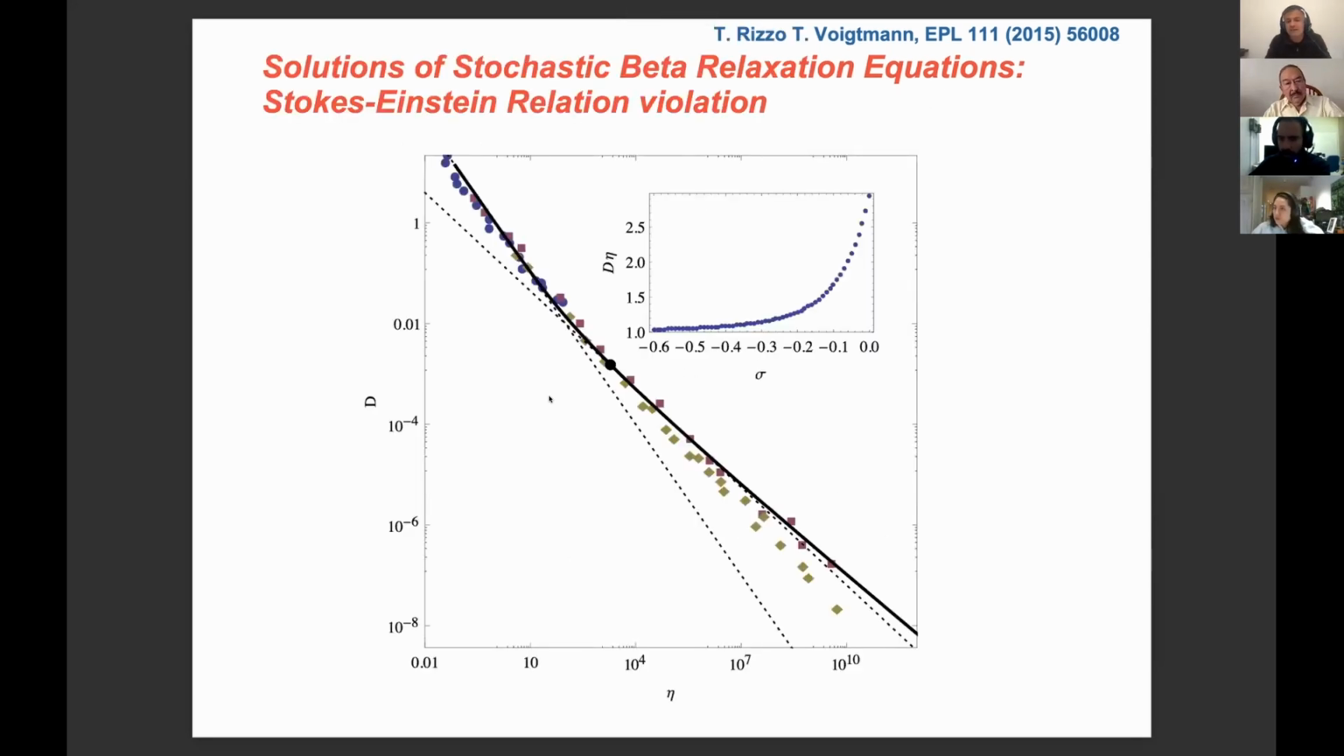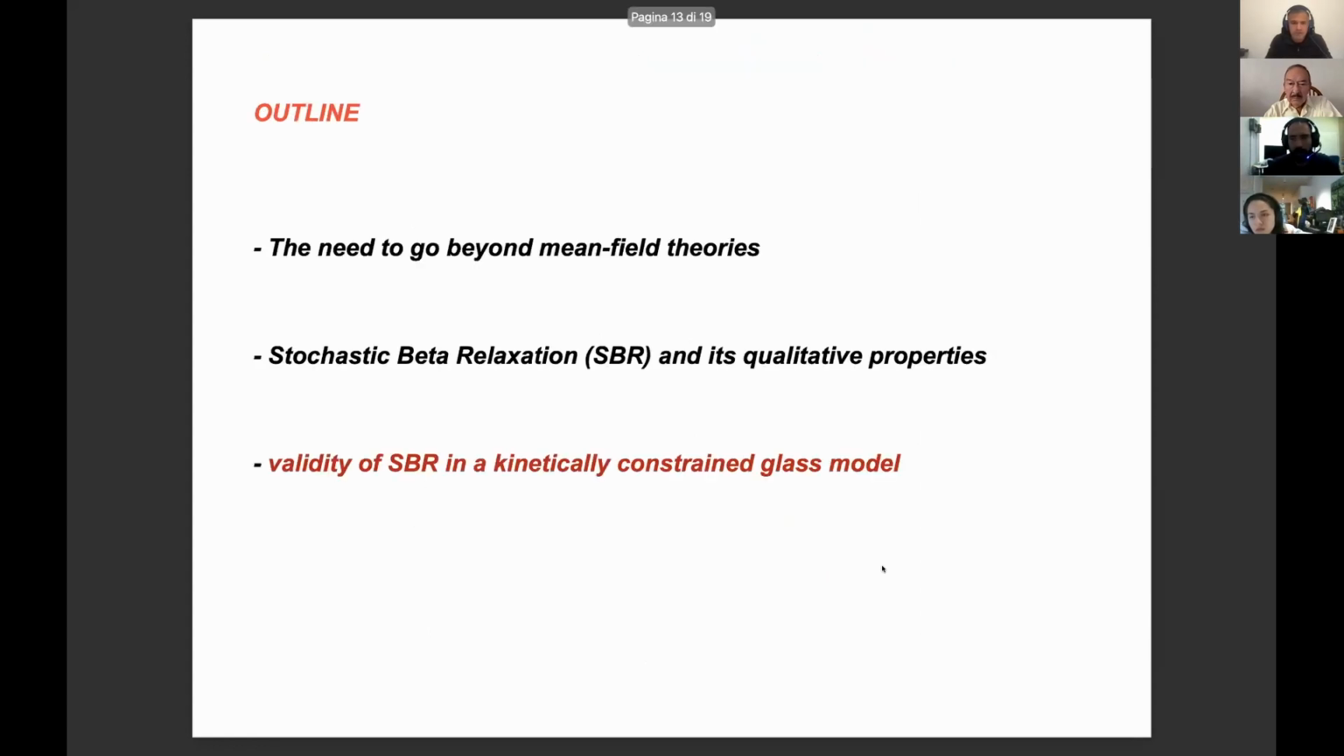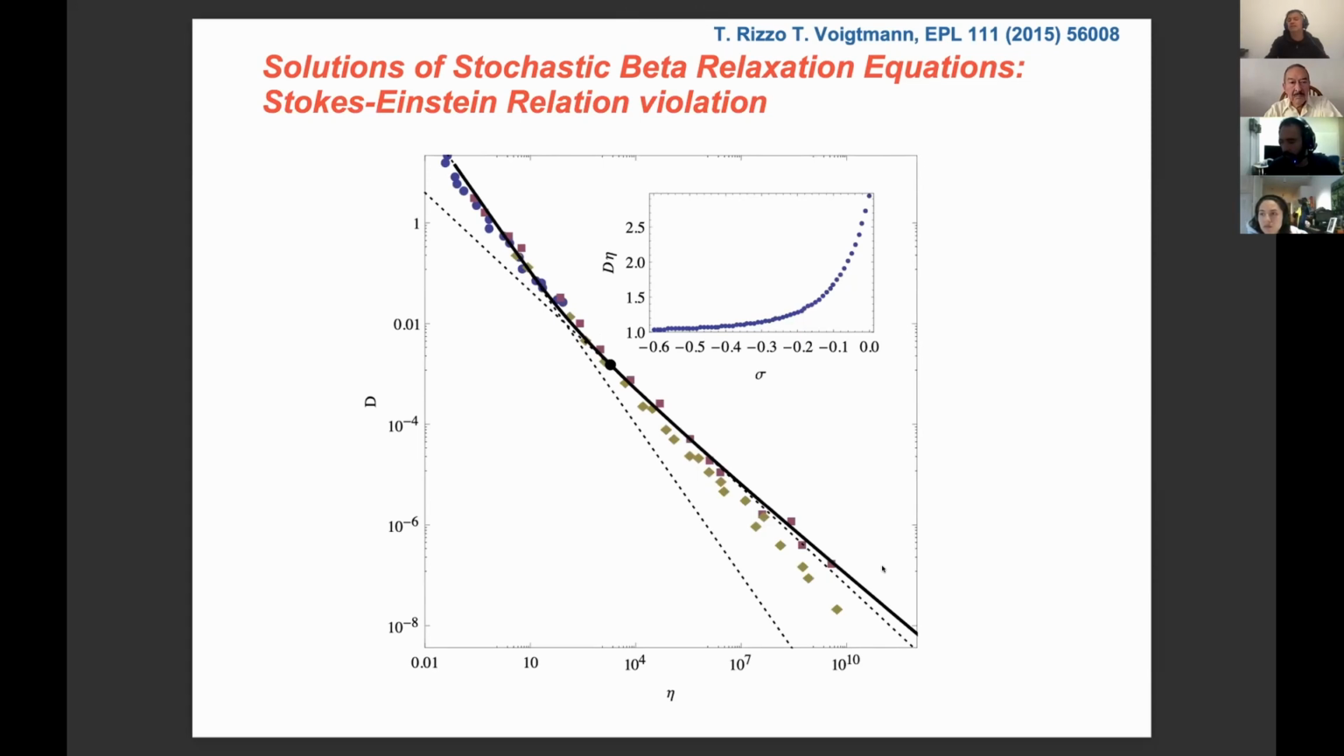And so you have this again. And then you see this Stokes-Einstein relation violation. At small values, this dot here corresponds essentially to the MCT transition temperature. So above the MCT transition temperature, you have the Stokes-Einstein relationship, while below, stochastic beta relaxation leads to these deviations. Okay, so these are essentially the qualitative properties of the theory, and these qualitative properties have been used in these plots to fit data.